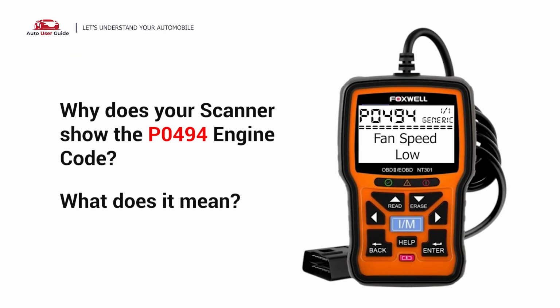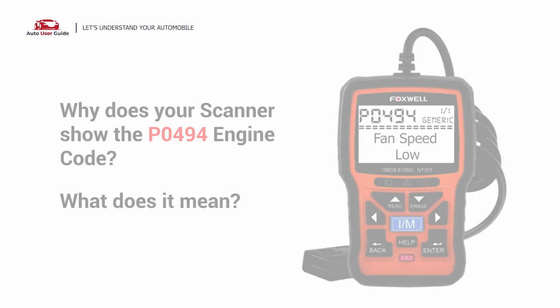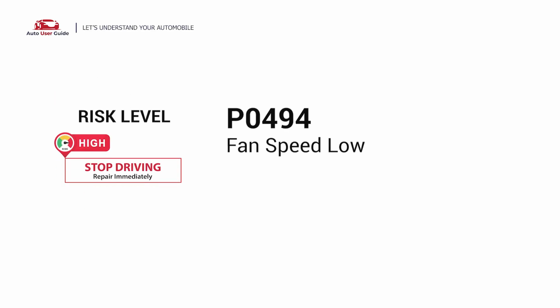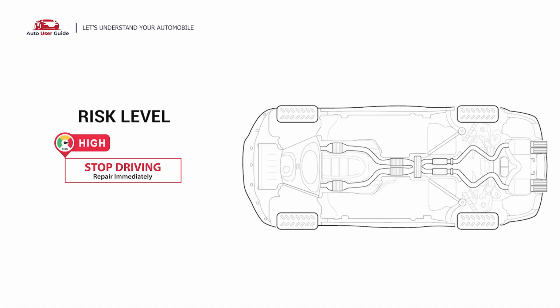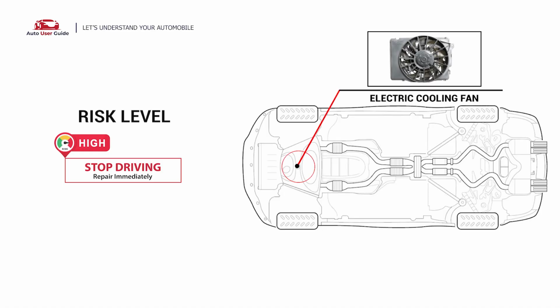Why does your scanner show the P0494 engine code? What does it mean? P0494 is a diagnostic trouble code for fan speed low. This error code means your vehicle's PCM has detected that your primary engine cooling fan, Fan 1, is rotating at least 10% slower than the manufacturer commanded speed. Under this circumstance, stop driving and repair your vehicle immediately.